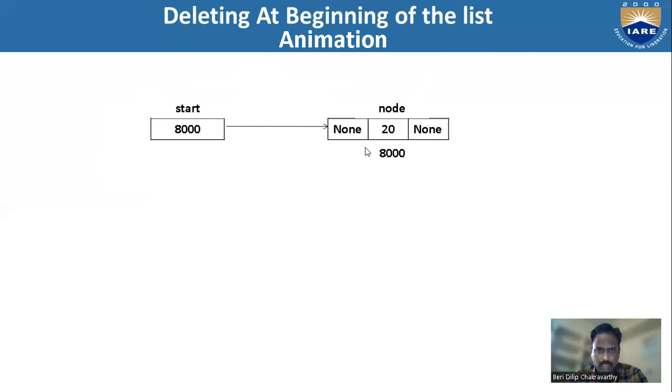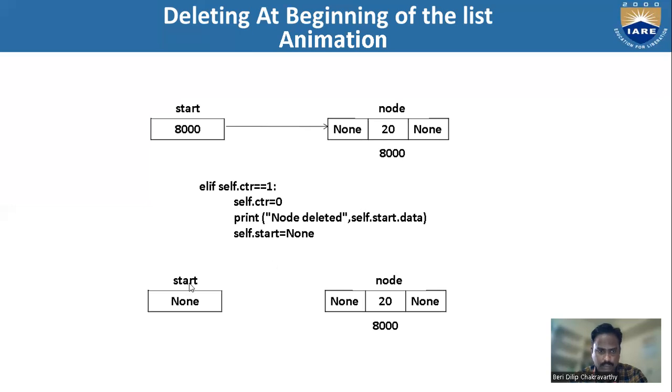Here I'm storing 8000, which means there is one node here. If I remove it, here we will get none. We'll just remove that one, and we'll get it like this. Start will be changed: here 8000 is changed to none.